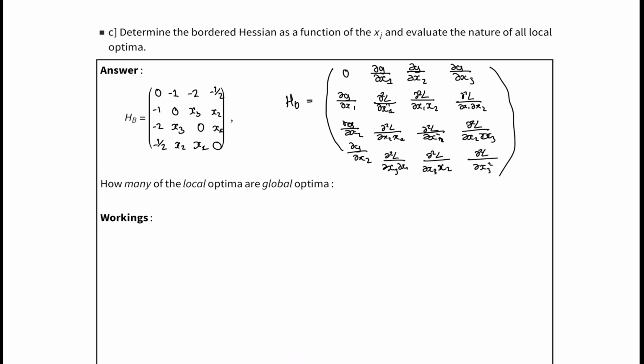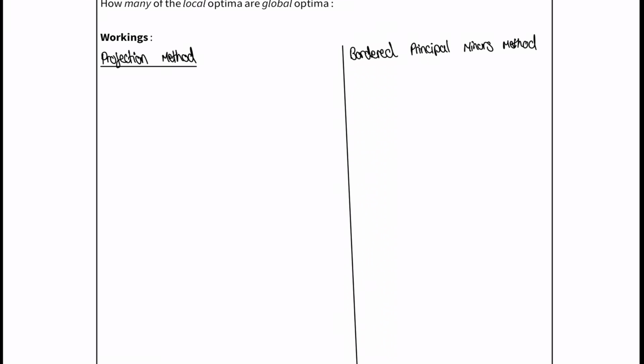We now need to evaluate the nature of all the local optima. In order to do this, I will use the projection method. But before I use the projection method, I will also just demonstrate the bordered principal minors method for just 2 of the solutions that we got.